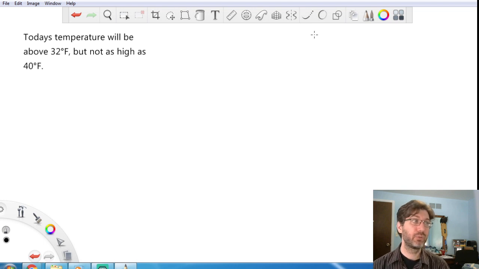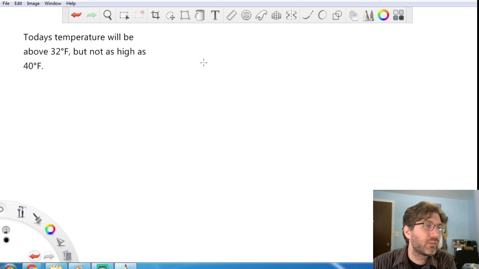Today's temperature will be above 32, but not as high as 40. So again, you're drawing the pictures. The assignment's asking for the graphs. It's asking for the number lines. You might be able to turn it in some other way, I just haven't figured out a good way to do it. But yeah, so today's temperature will be above 32 degrees, but not as high as 40.